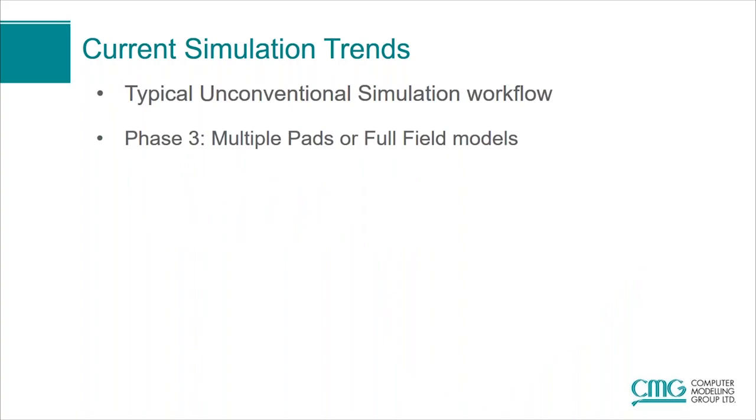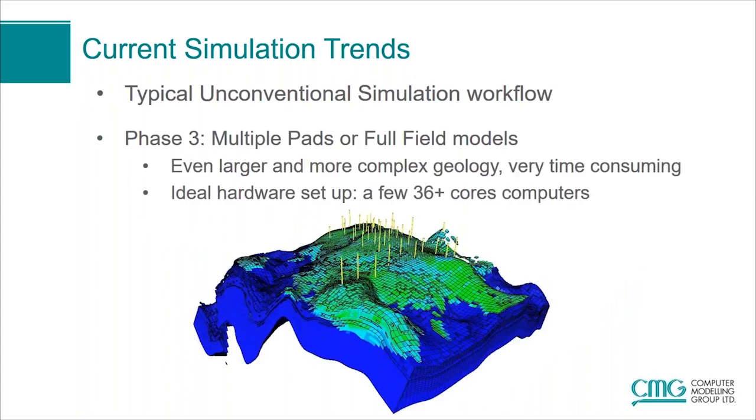So on to phase 3. Phase 3, now we're looking at multiple pads or full field models. Right? So these are extremely large, very complex, anywhere from 50, hundreds, or hundreds and hundreds of wells. And of course, they take a very long time to run. So for these models, to get them run in a reasonable amount of time, you start looking at those very big, very expensive computers that have maybe 36, 72, or 90 some odd cores on there. Okay?